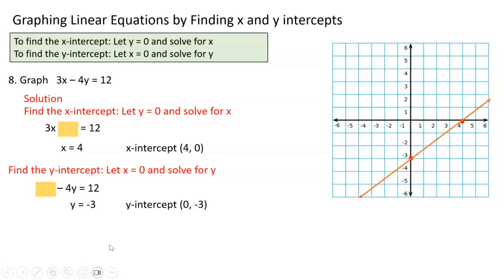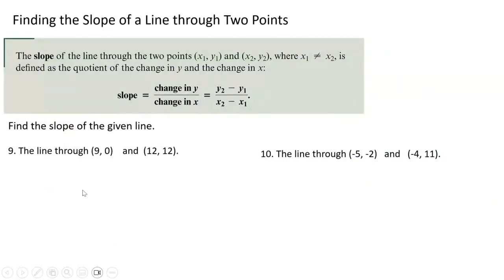Okay, now let's go to number 9 then. For number 9, for the next 4 problems, we're going to be finding the slope. So this is a formula for the slope. It's the change in y over the change in x, which is y2 minus y1 over x2 minus x1. So for example, number 9, they want us to find the slope with a given line.